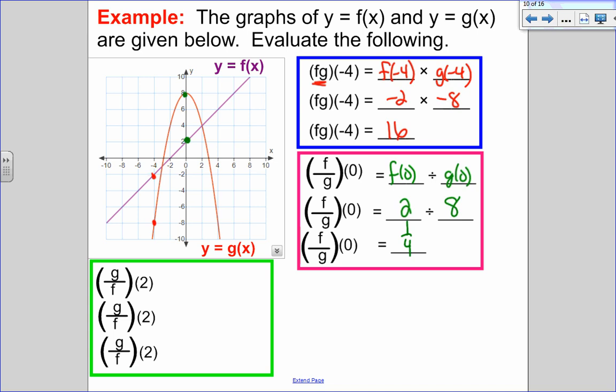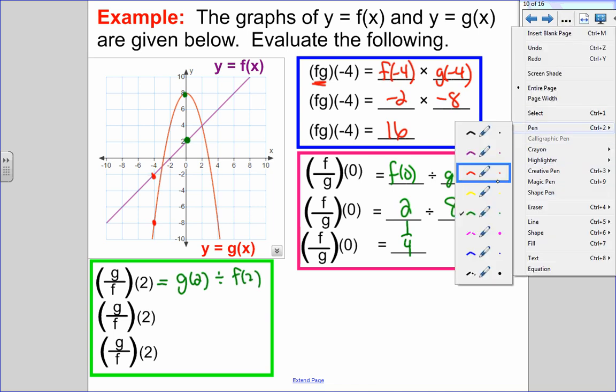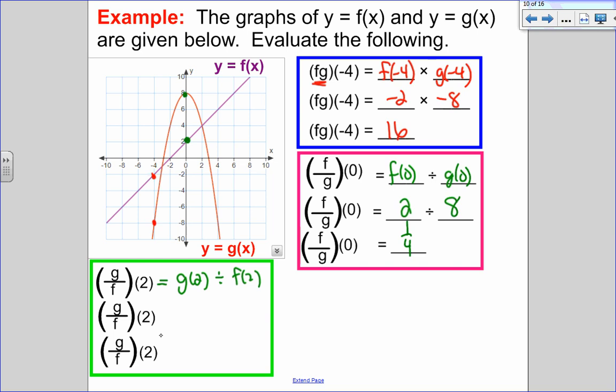Okay, let's flip those around, and we're going to do g over f. So g over f at 2 is the same as g at 2 divided by f at 2. Let me just change the color for that. Okay, so when x is equal to 2, I can see that f and g intersect. Because they intersect, they have the same y value, and that y value is 4. So that would just be 4 divided by 4, which has a value of 1.